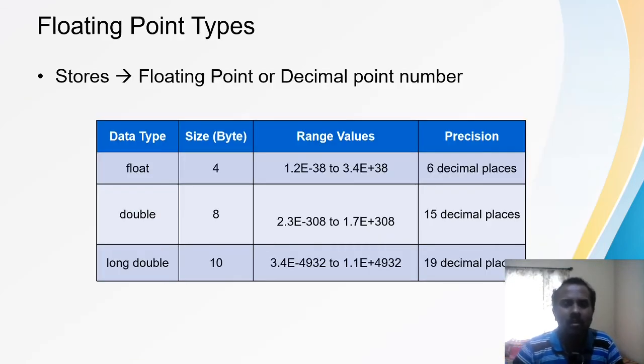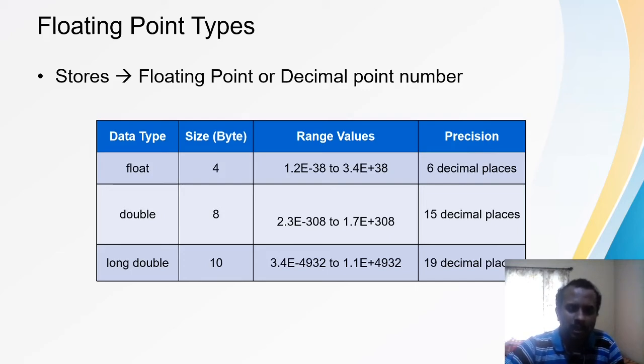Floating point number is used to store the real numbers or the floating point numbers, or we can also say decimal point numbers. So we have 3 main types here: float, double and long double. Float consumes around 4 bytes of memory, double consumes 8 bytes of memory and long double consumes 10 bytes of memory. Now you may see the precision here, so you may get the doubt what is precision.